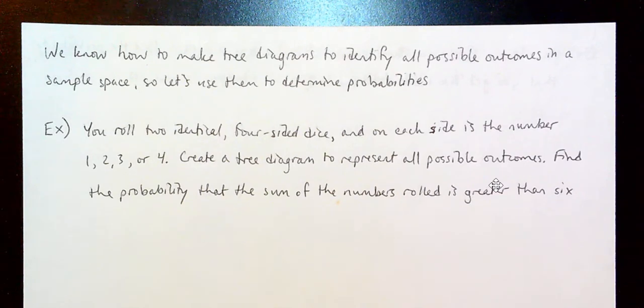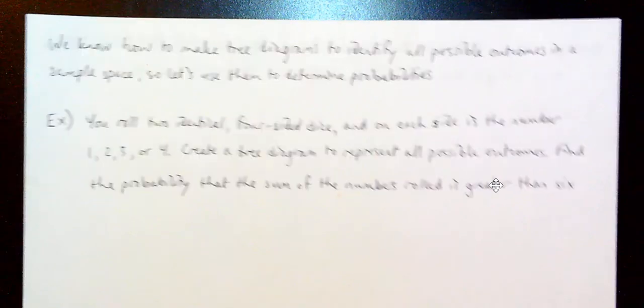So first example, you roll two identical four-sided dice, and on each side of each die there's the numbers 1 through 4. Create a tree diagram to represent all possible outcomes, and then we're going to use that to find the probability that the sum of the numbers rolled is greater than 6.